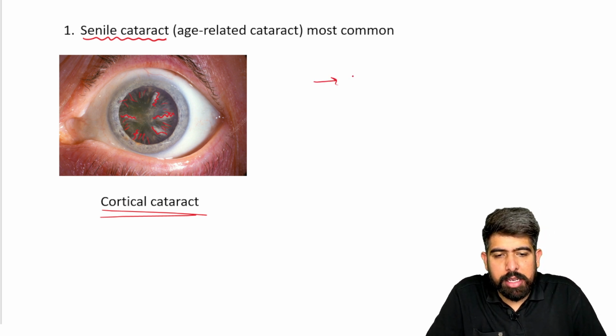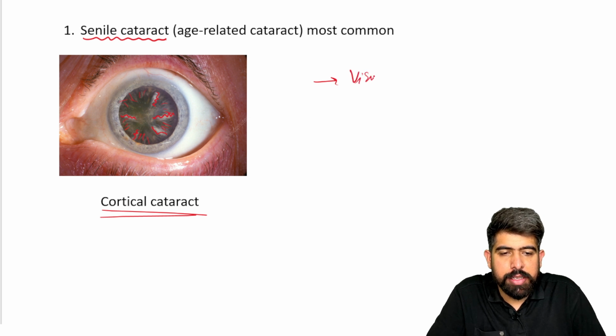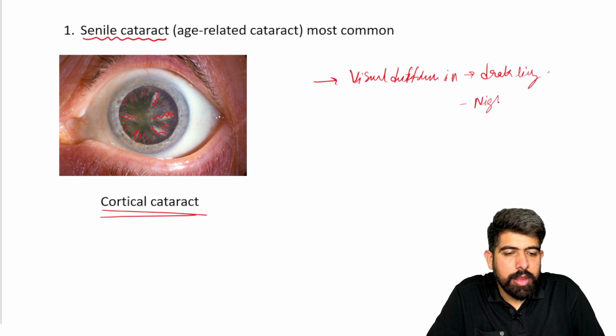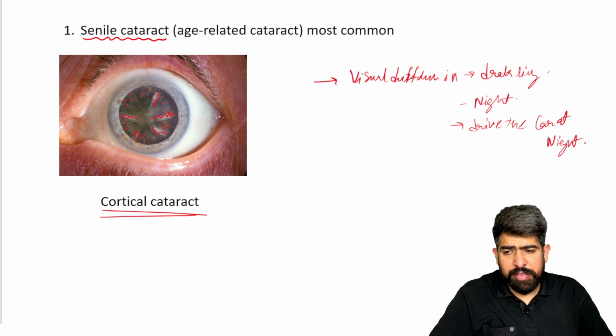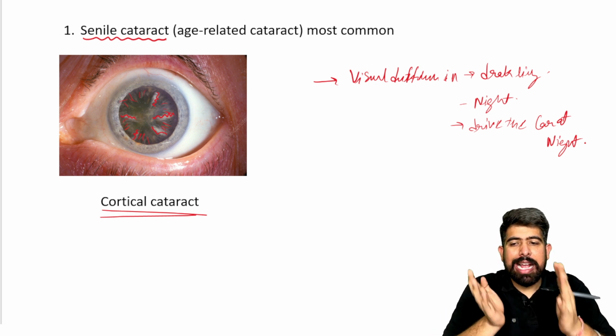So what will be happening in this patient? The patient will be having visual difficulty in dark light or in the night time. And they will give you what? The patient cannot drive the car at night. So this is what they will give you clinically. How is this happening? The same thing as I told you in the nucleus one.